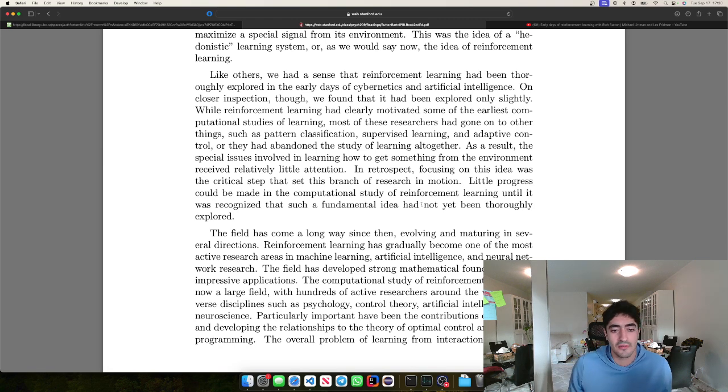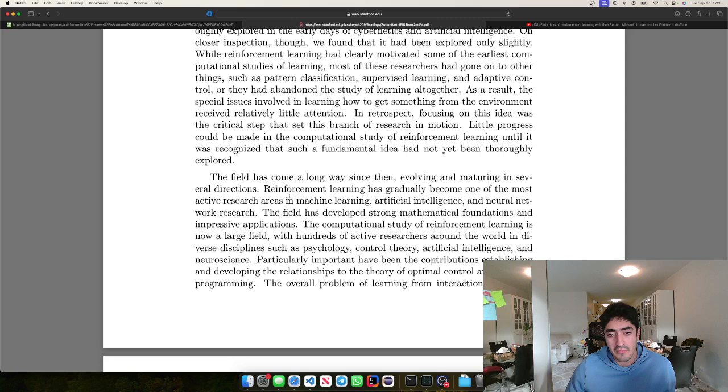Little progress could be made in the computational study of reinforcement learning until it was recognized that such a fundamental idea had not been thoroughly explored. The field has come a long way since then, evolving and maturing in several directions. Reinforcement learning has gradually become one of the most active research areas in machine learning, artificial intelligence, and neural network research. The field has developed strong mathematical foundations and impressive applications.